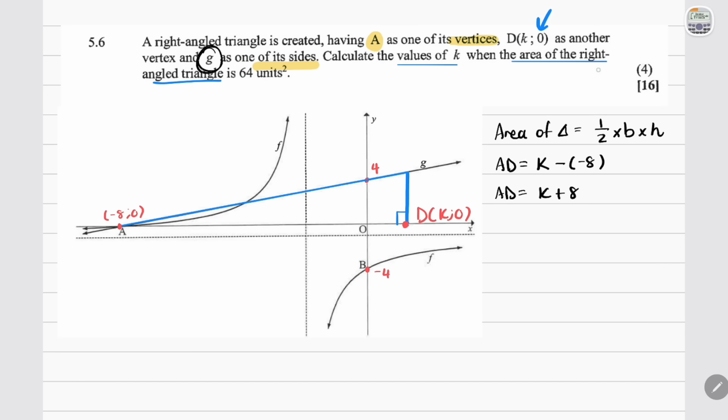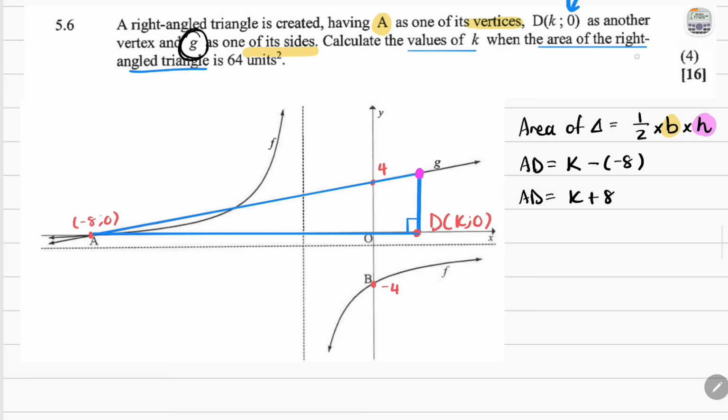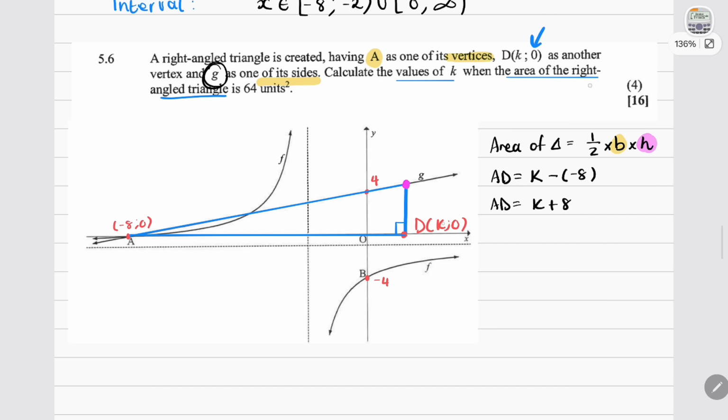We have the base. What else do we need? We need the height. So how do we get the height? The height is whatever this length is, which we cannot see right now, but we can find an expression that will serve as the height. Wherever this point is, I don't know where it is. Maybe it's here, it could be on this side. This triangle may be way smaller than this. We'll see. It just depends on the value that k is, if k is positive or negative.